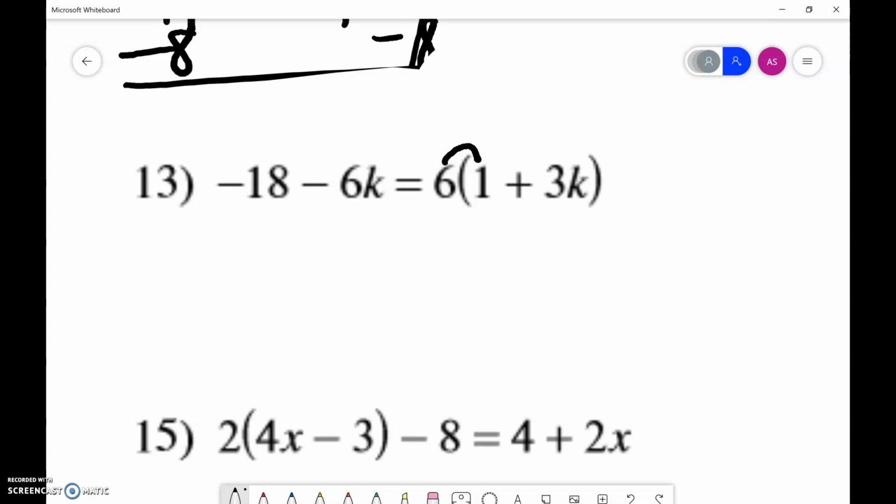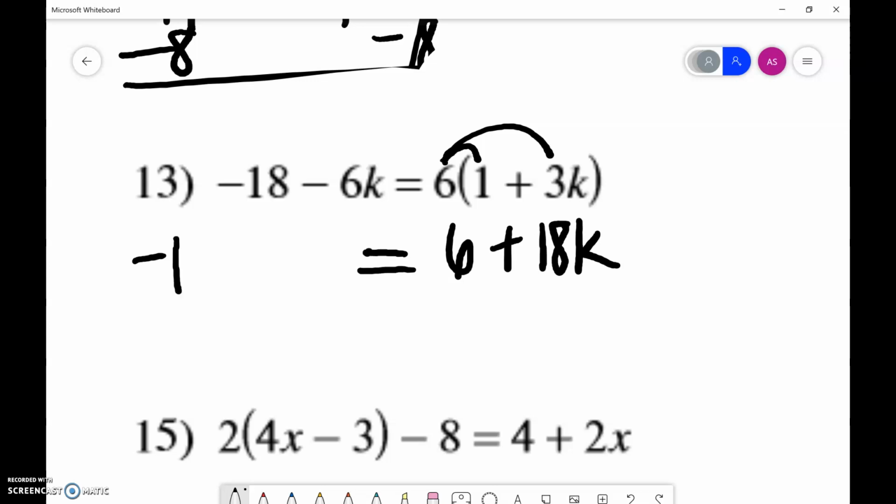Okay, so I'm going to distribute 6 into both terms. I have 6 times 1, that gives me 6. And then I have 6 times 3k, that gives me 18k. Then I'm going to have -18 minus 6k on my left side. So then, let's see, what can I do here? I'm going to add 18. That might be better.